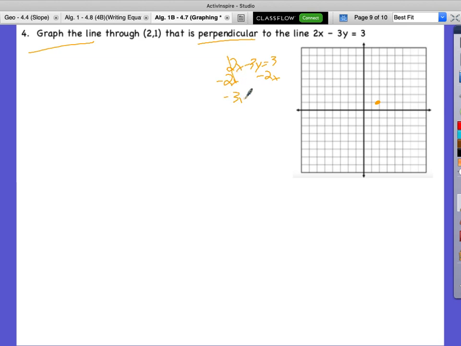So we have negative 3y is equal to negative 2x plus 3.